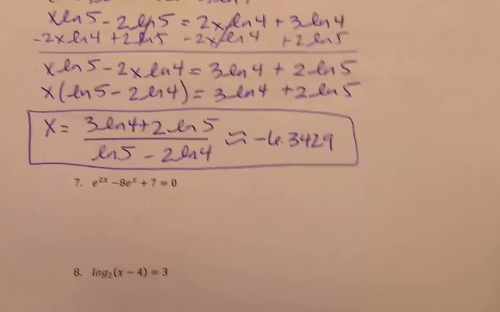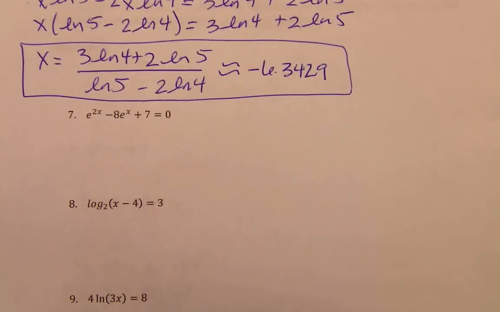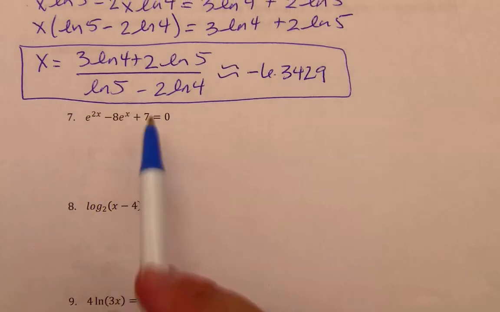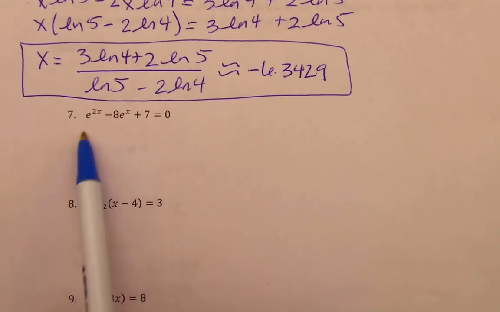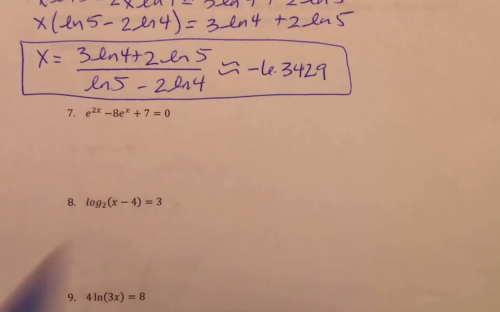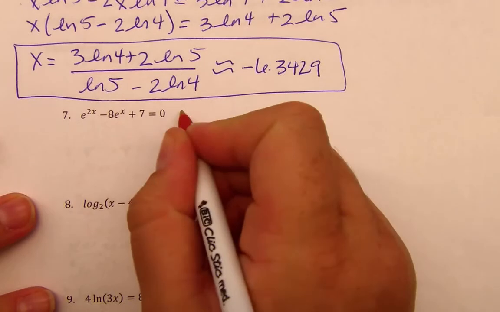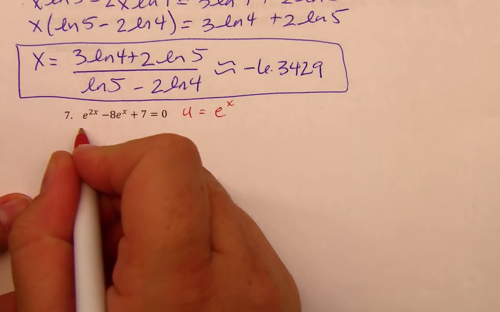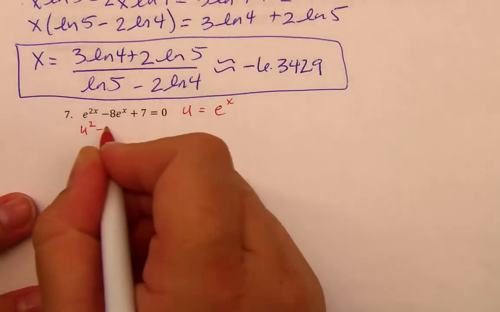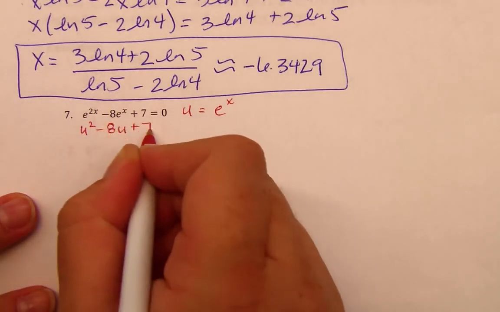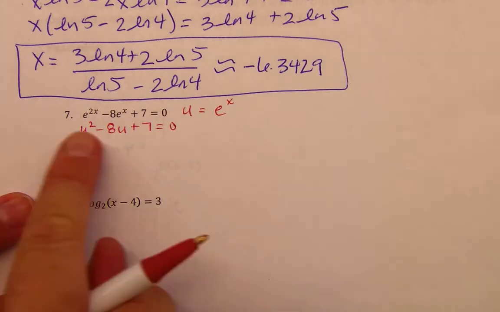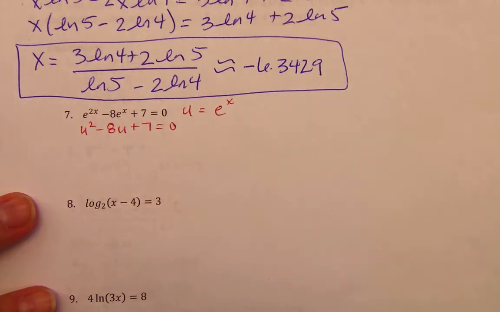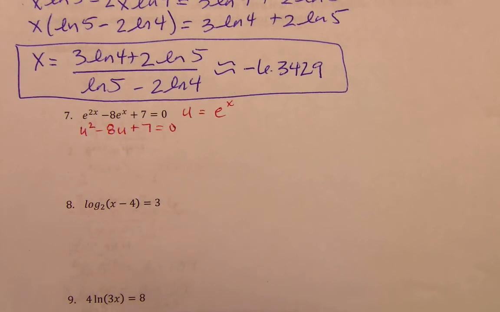Okay, let's go ahead and continue working through these problems. Looking at the next one, this problem I've noticed kind of follows a quadratic pattern. We have e to the 2x minus 8e to the x plus 7. And we're going to do something called a u substitution. And this is a tool that you'll use in calculus. If we let u equal e to the power of x, then this would be u squared minus 8u plus 7 equals 0. We just did a substitution. And this is something that you know how to solve. You know the x method or whatever factoring methods you prefer.